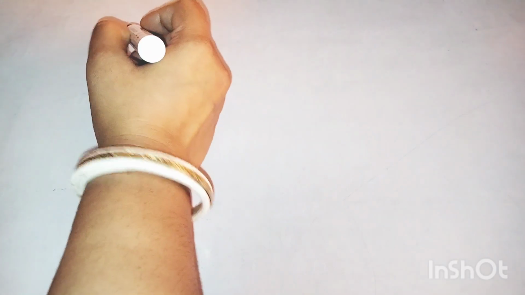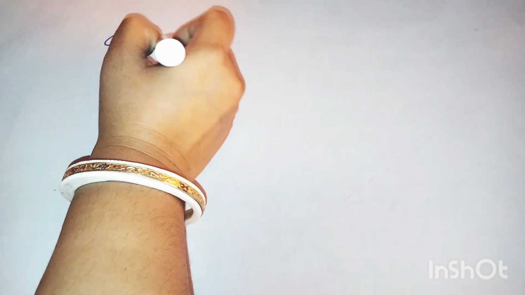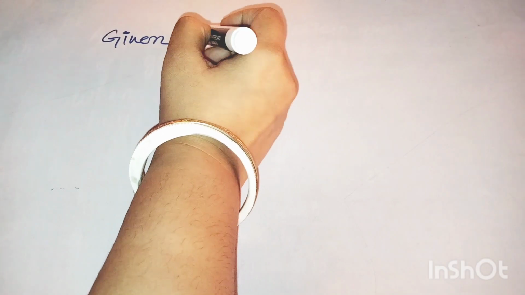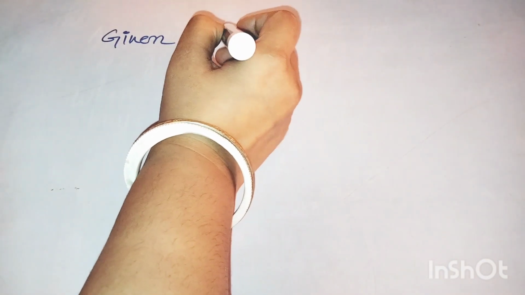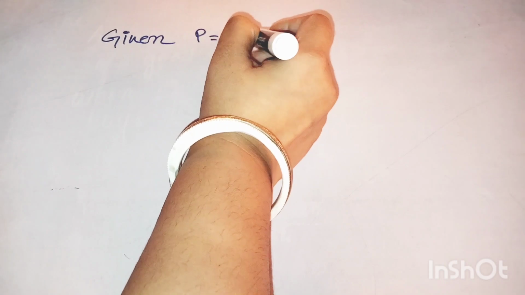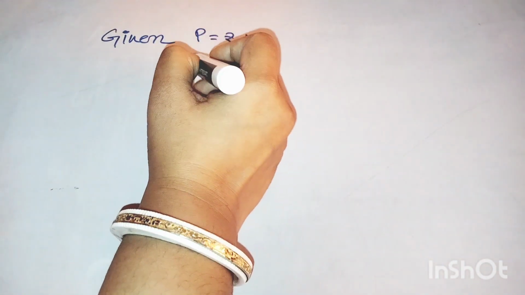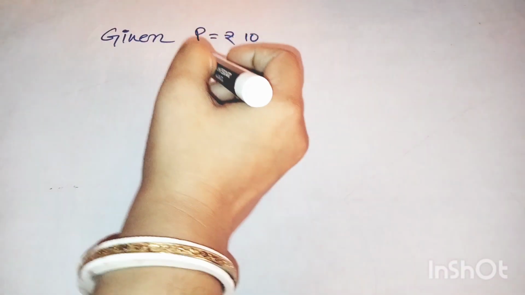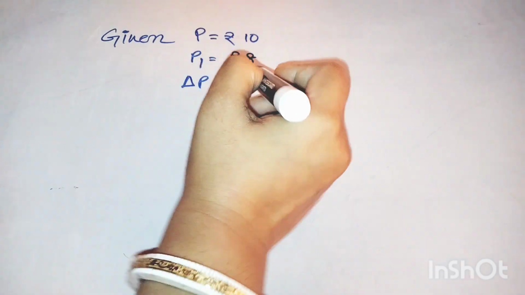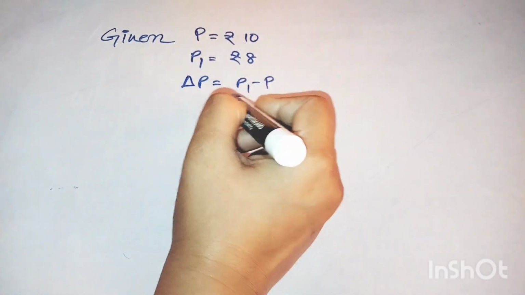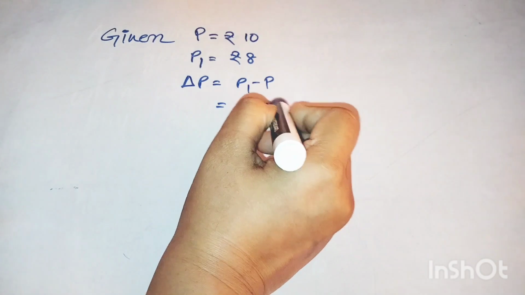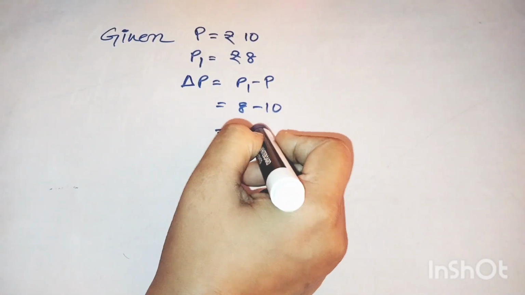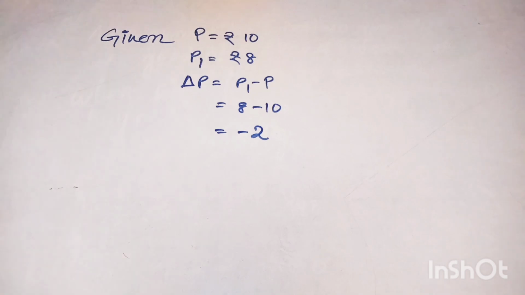Okay, what is given here? First you write, given: P will be equal to rupees 10. P1 is equal to rupees 8. From there you can find out del P. Del P is what? P1 minus P. What is P1? 8 minus 10. That means minus 2.